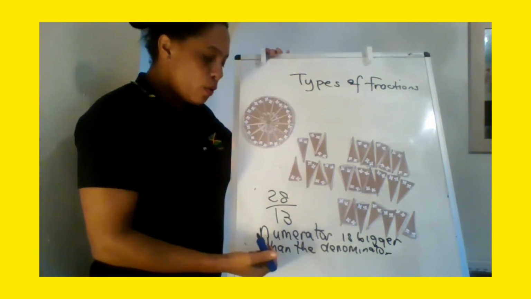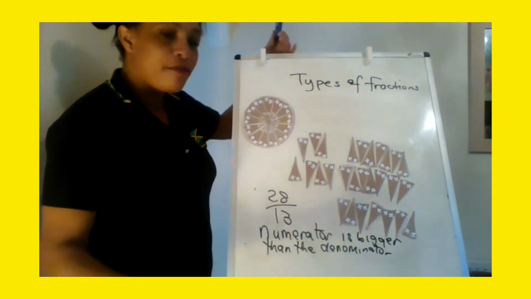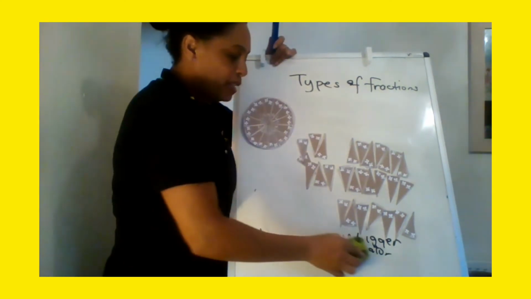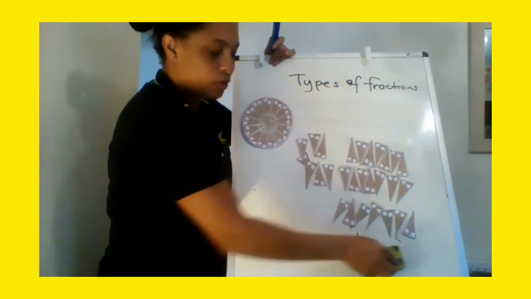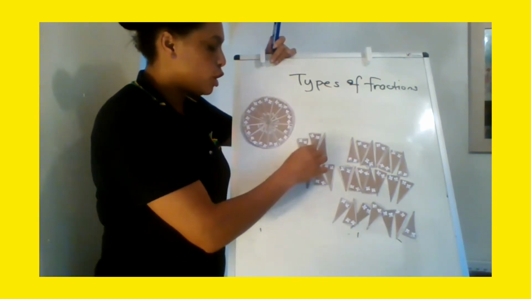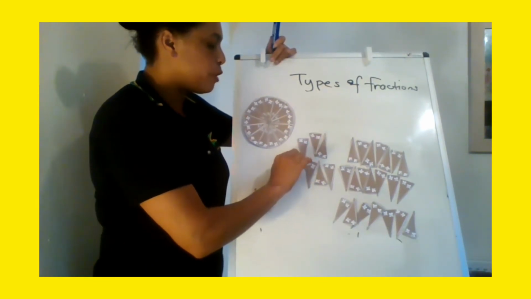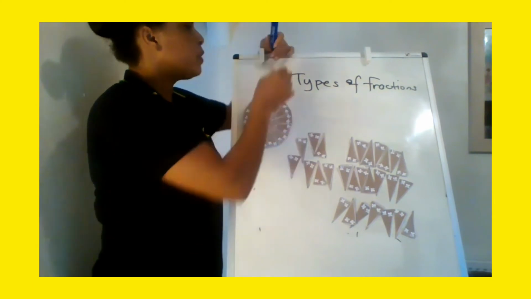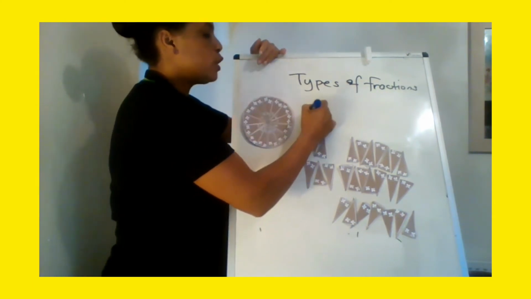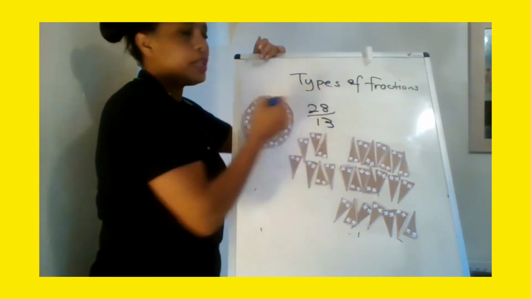Now, let's look back at this improper fraction that we have here. This improper fraction was 28 out of 13.